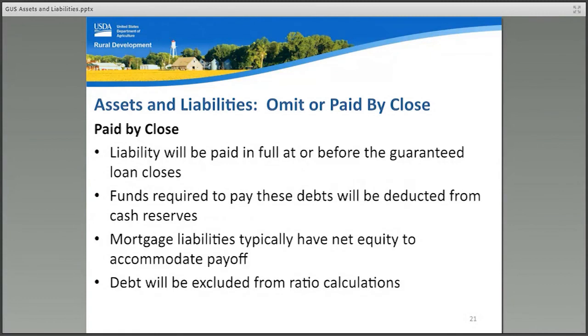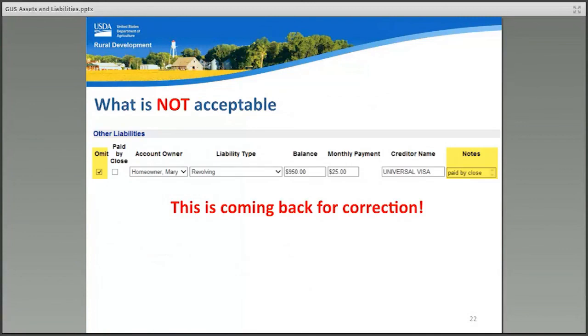Paid by close is typically selected when, 1. The liability will be paid in full at or before the guaranteed loan closes. The lender will retain documentation to support the exclusion of this debt from the ratios was accurate. 2. Funds required to pay these debts will be deducted from eligible cash reserves. And mortgage liabilities that will be paid by close typically have net equity entered in the asset section to support the payoff amount. And finally, debts that are marked paid by close will also be excluded from the ratio calculations.